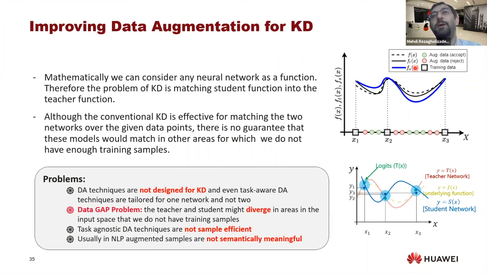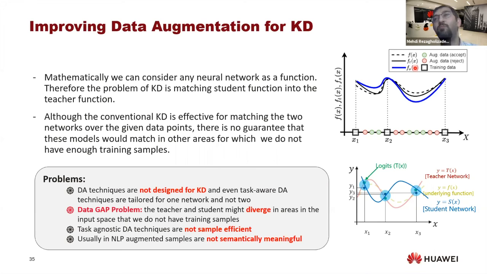in other regions of the input space. The other thing is that most of the data augmentation techniques are not sample efficient. Even if you want to augment your training data, you usually add between 1 to 10 samples for each training sample, but without any specific rationale about how many samples we should use, and without being sample efficient.